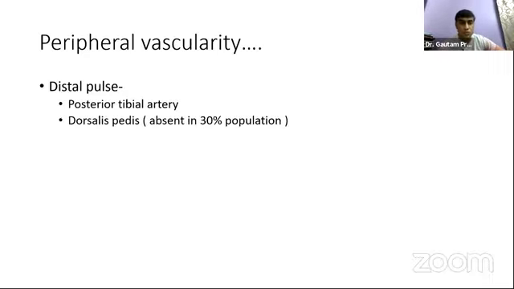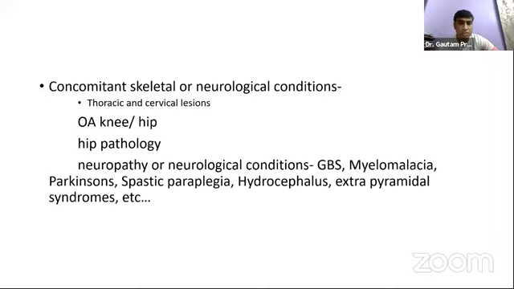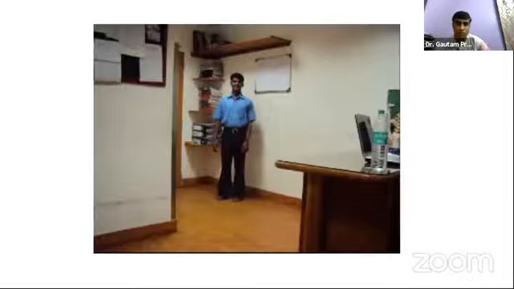Peripheral vascularity has to be checked, because in clinical practice you will at times come across claudication, which might be because of a vascular cause and not because of neurogenic origin. So just keep that in mind. Let us not be fooled by osteoarthritis of the hip or knee or any hip pathology. Similarly, gait is very important, and one should also examine the cranial nerves so that we don't miss a brain lesion and suspect it to be a cervical pathology.